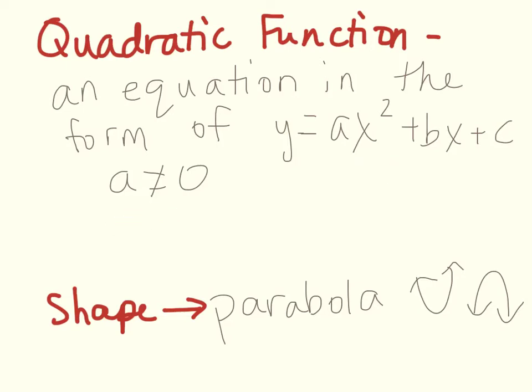The shape of our quadratic functions is going to be what we call a parabola. And a parabola looks like a U. It might be a U like this, or it might be an upside down U like this. It always makes a curve.